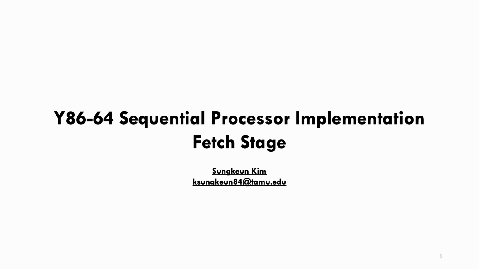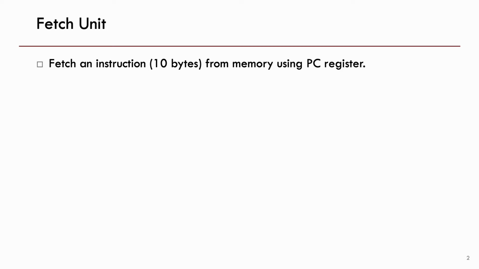In this video, I'm going to talk about the fetch stage of the Y86-64 sequential processor implementation. Let's get started. In the fetch stage, we are going to fetch one instruction from memory using the PC register. But we will read 10 bytes no matter what the current instruction size is, because it is very simple to implement, and it is very difficult to read a variable size for different instructions.